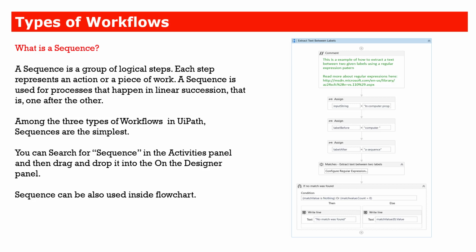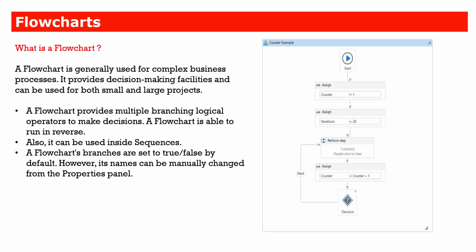So this is an interview question. What is a sequence? Then another is, what is a flowchart? So as I told you in the previous slide, it provides you decision making capability, and can be used for both large and small projects. It provides multiple branching and logical operators to perform tasks. And the beauty of this is it can go back. It can go in a reverse direction, reverse gear, right? So it can go back.